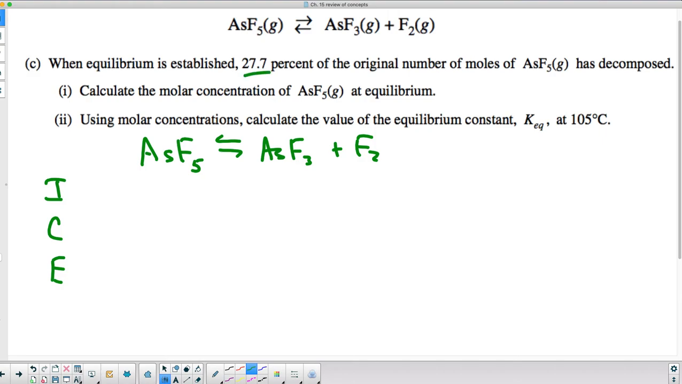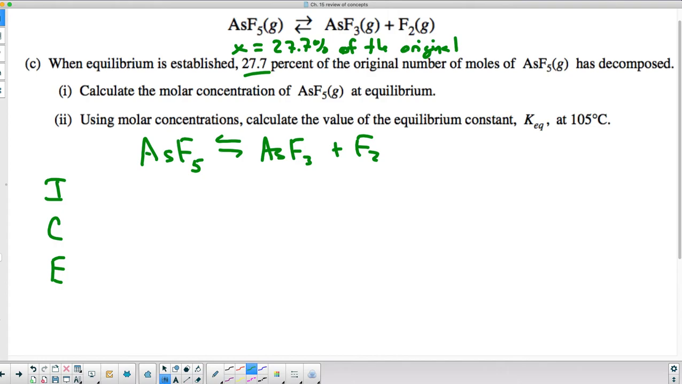So 27% of that goes away. That is my X. X equals 27.7% of the original. That means that whatever I started off with in the number of moles, 27% of that decomposes or goes away. So let's start off. Calculate the molar concentration at equilibrium. Okay, I have to do a couple of things first.